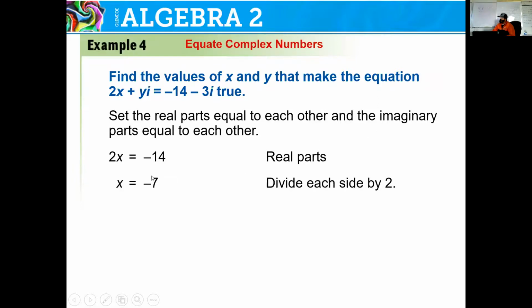Okay, then they solve for x. Then they set the imaginary parts equal to each other. This one didn't need to be solved. So for this answer, x is equal to -7, y is equal to -3. If we were to plug those in for our variables, we'd end up with -14 minus 3i to make them equal to each other.